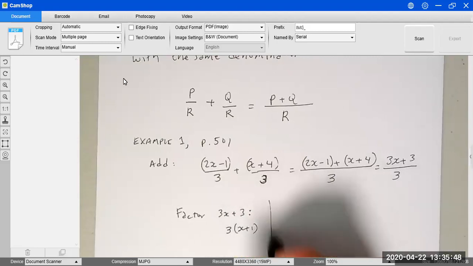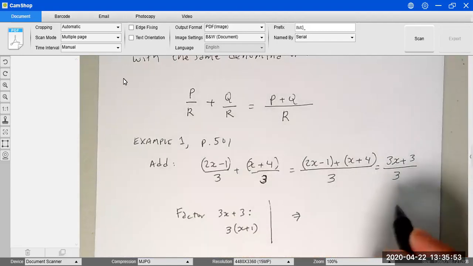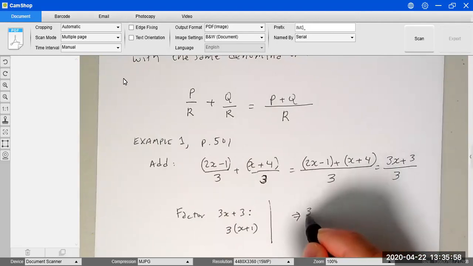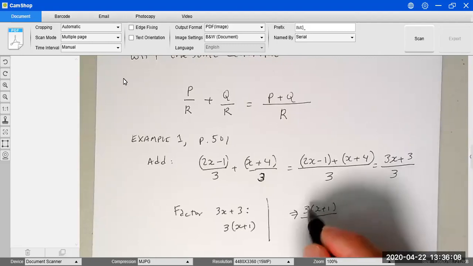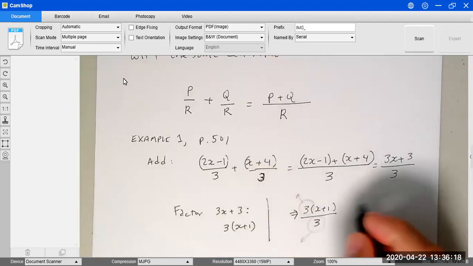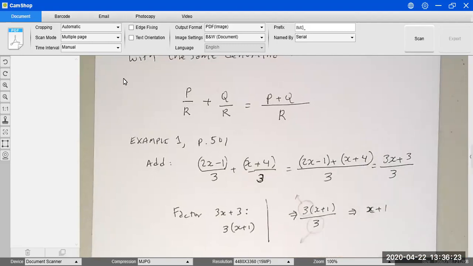I did this factoring apart, and then I just return to the original work. So I'm going to write 3 that multiplies x plus 1, over 3. The last step is canceling common factors from the numerator and the denominator. In this case, you can cancel this 3 and this 3, so these two coefficients go away. You're going to get at the end just x plus 1 as the final answer.